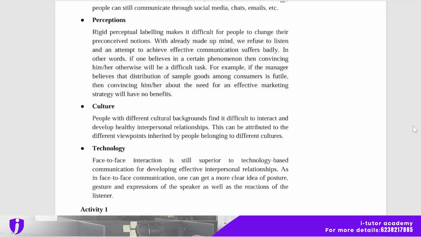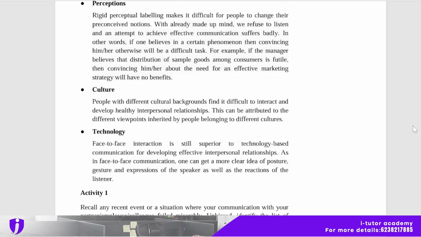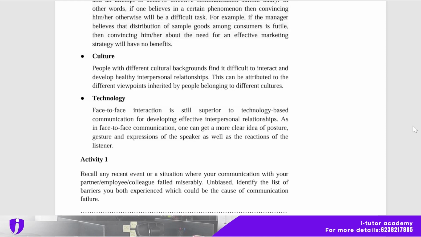For example, if the manager believes that distribution of sample goods among customers is futile, then convincing him or her about the need for an effective marketing strategy will have no benefits. And culture: people with different cultural backgrounds find it difficult to interact and develop healthy interpersonal relationships.